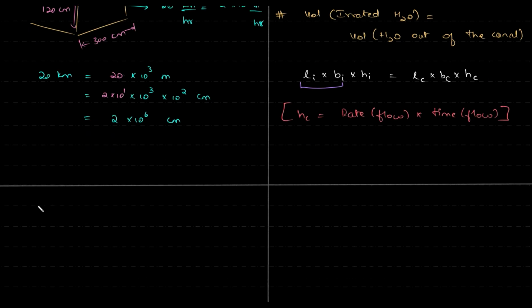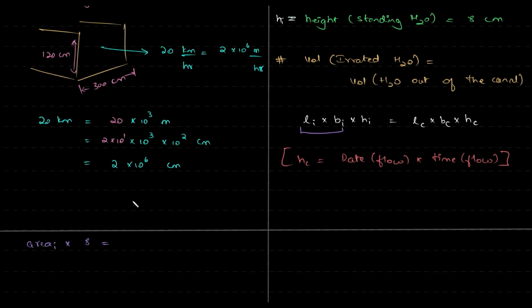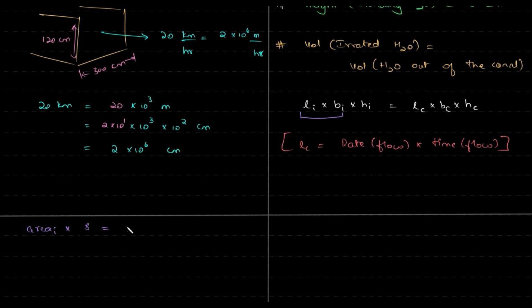This is nothing but area of irrigation. So area of irrigation into height, which is 8 centimeter, is equal to length over here, which is 2 into, oh sorry, this is not height, this is length. My bad, this is length. So length of the canal is, how many minutes? 20 minutes. It's over here. 2 into 10 to the power of 6 per hour into 1/3 of an hour into the breadth, which is 300 into 120.